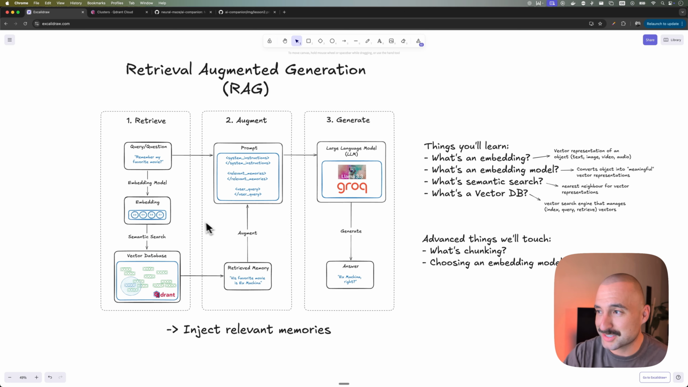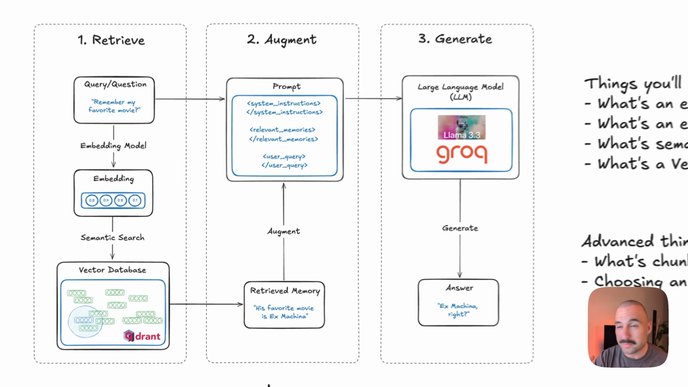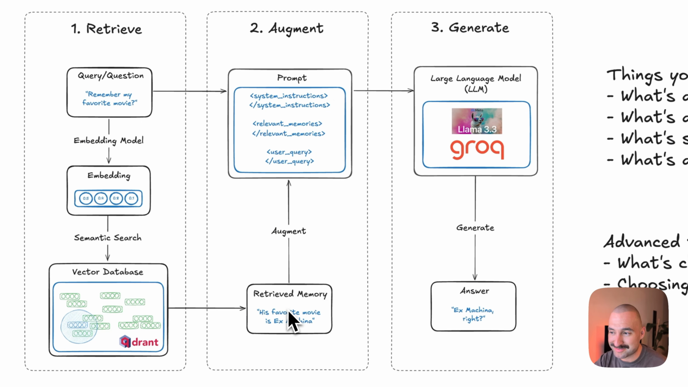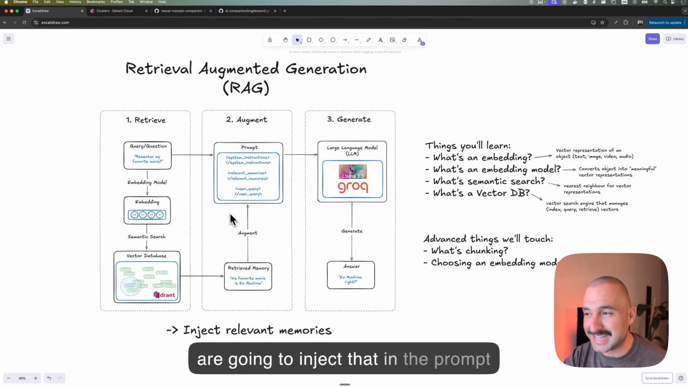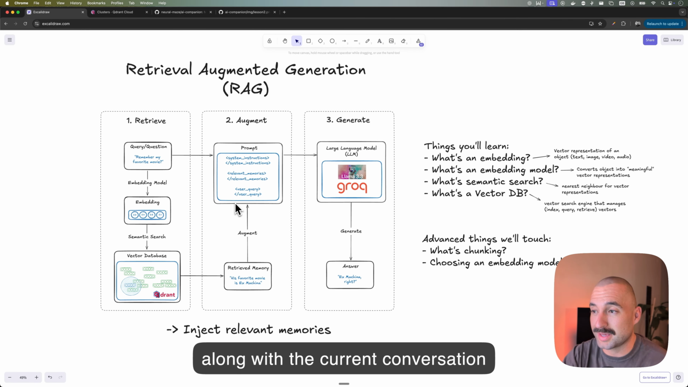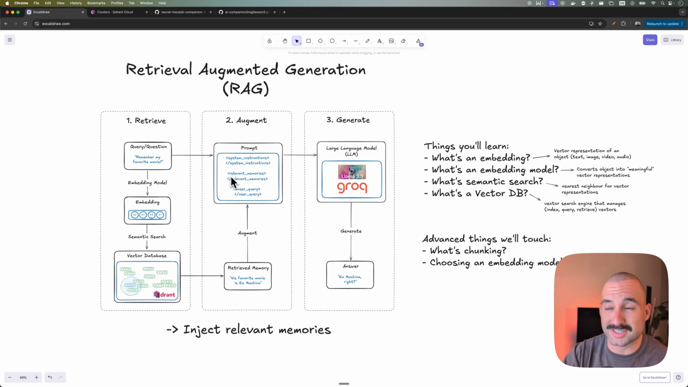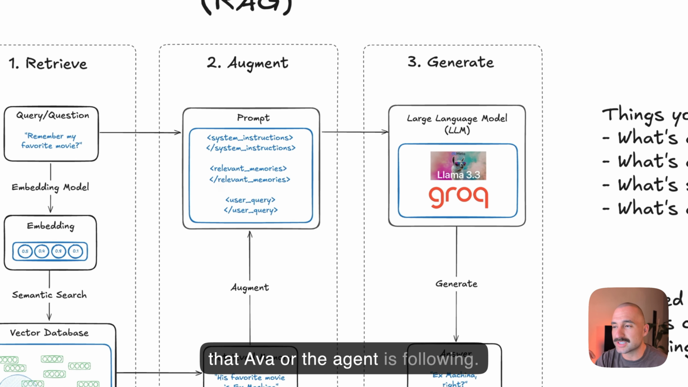So with that, we have understood the first part, the retrieve part, which is actually the only complicated part, because the augment and generate parts are very simple. You'll see. By augment, what we mean is just that once we have retrieved this memory, the closest one being his favorite movie is Ex Machina, we inject that in the prompt along with the current conversation and the system instructions that Ava, the agent, is following.